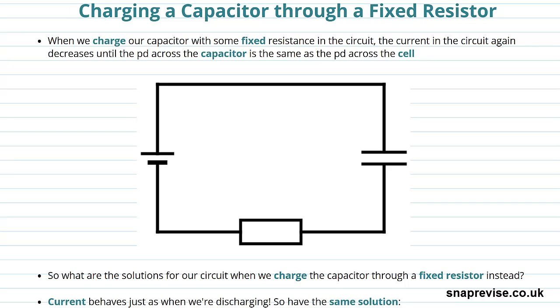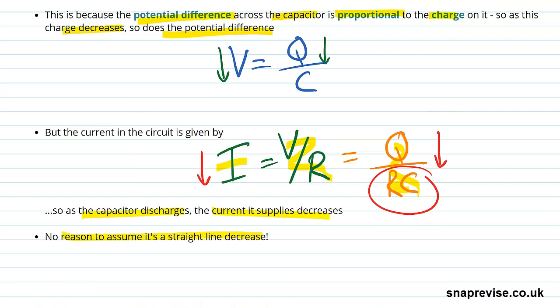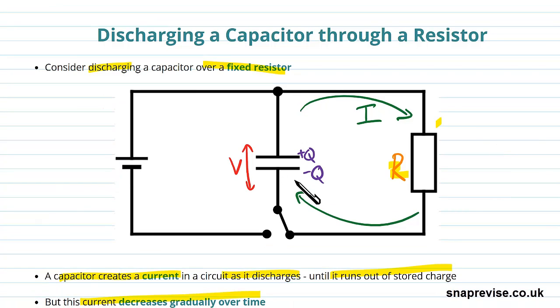So in this final video, we're going to look at charging a capacitor over a fixed resistor. Remember, in our previous videos, we looked at discharging a capacitor. We've charged up a capacitor, and then we've flipped some sort of switch, as we can see here. We would have charged up this capacitor by having this switch closed here, and then we would have transferred our switch over, and that would have let the capacitor discharge over this fixed resistor.